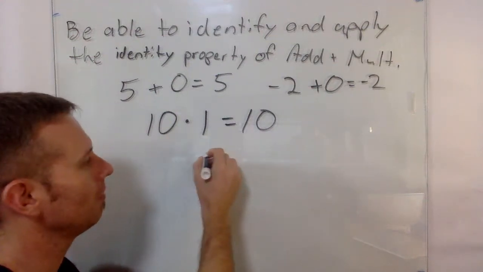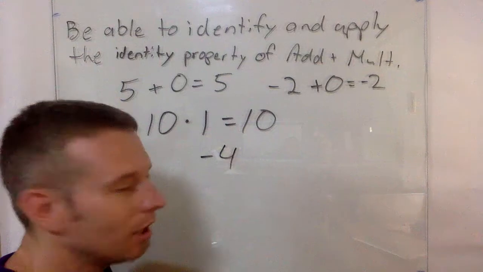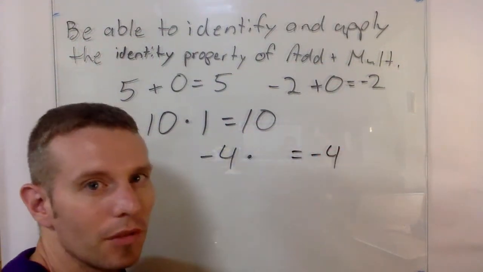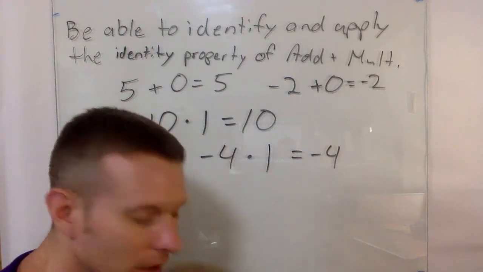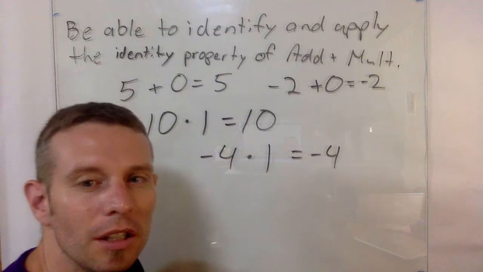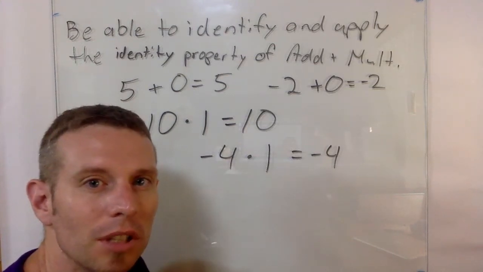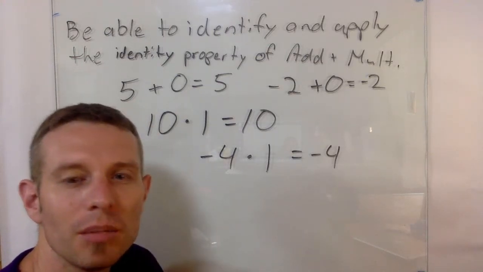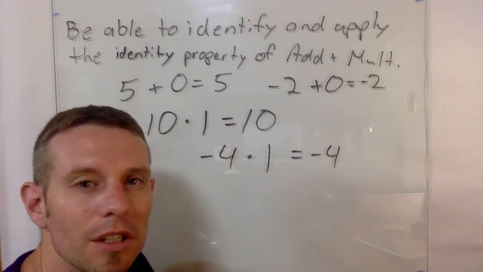Again, -4 times what number gives you -4? Well, that would be 1. And so the identity property of addition would be a number plus 0 is that number. And the identity property of multiplication would be a number times 1 is that number.